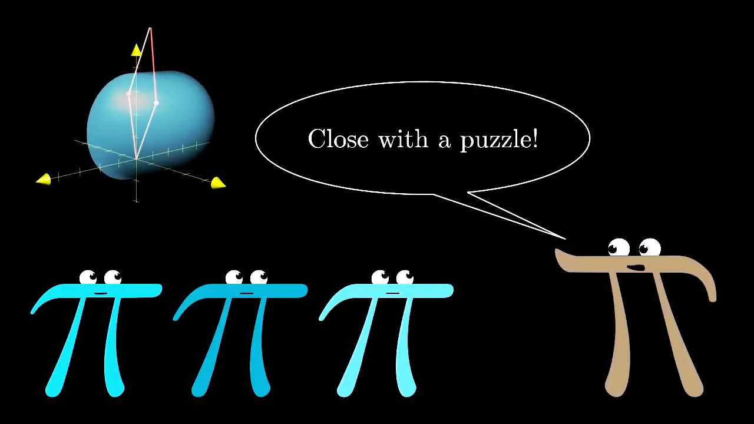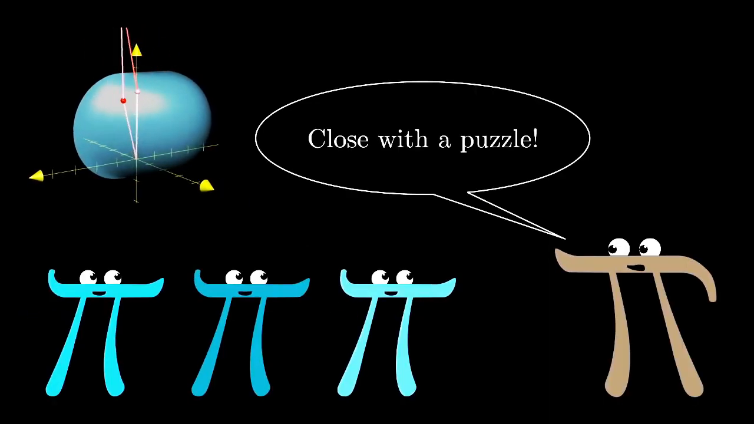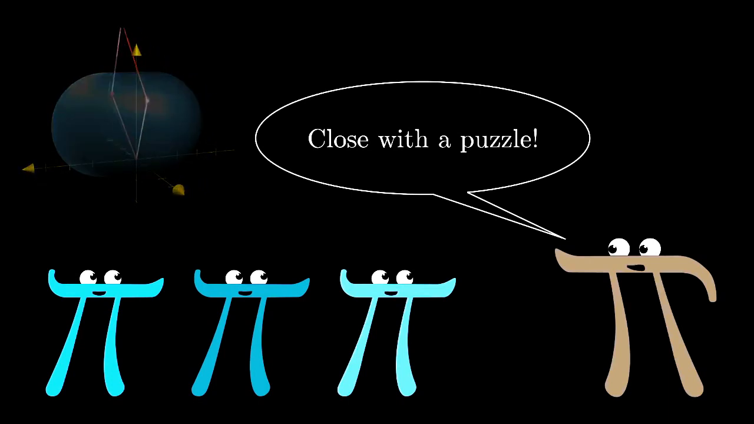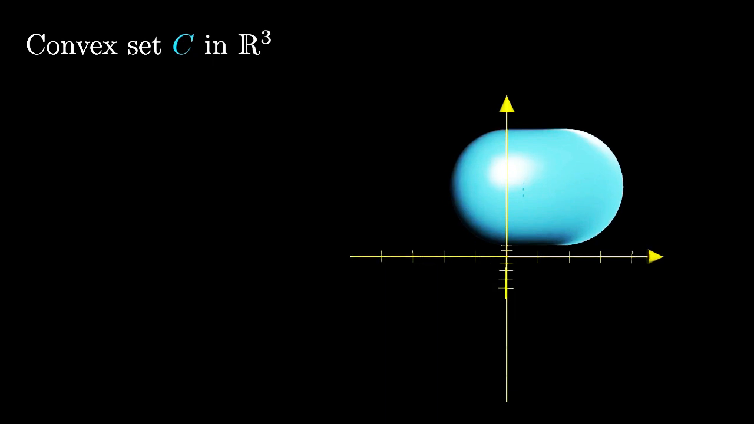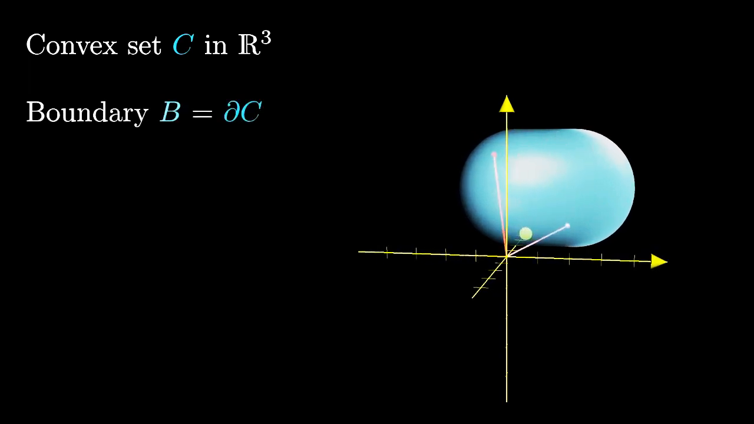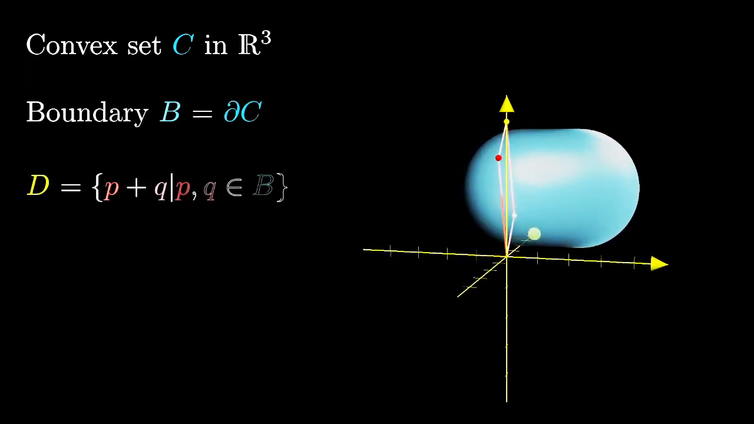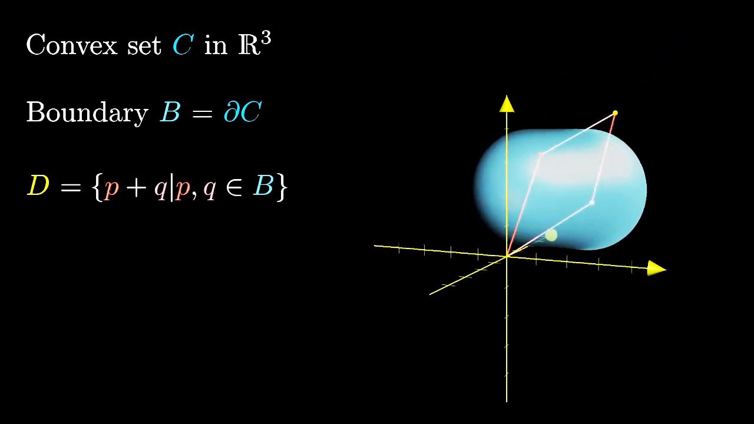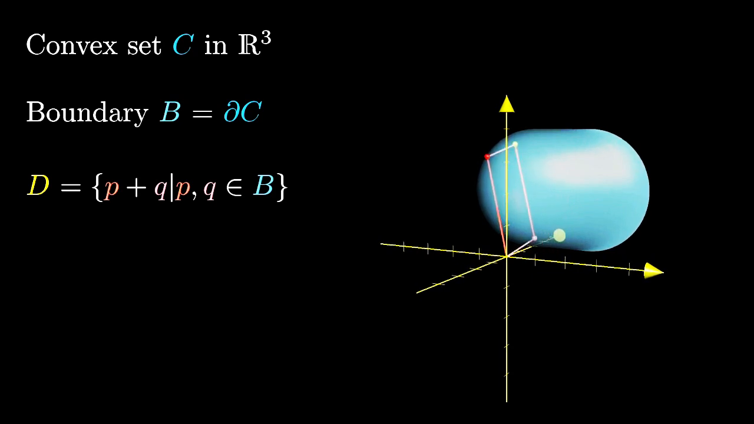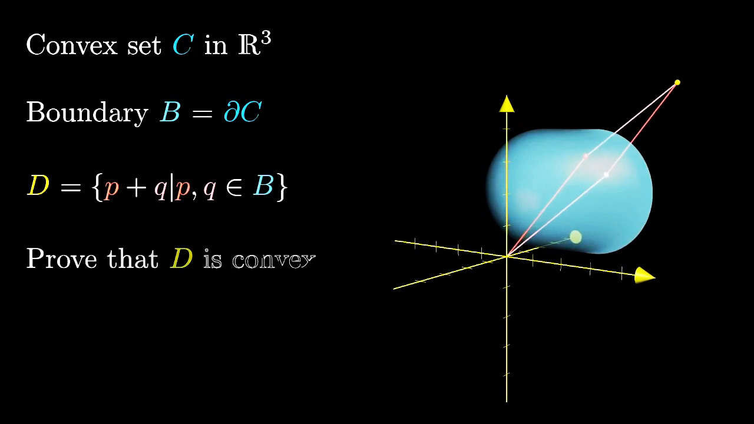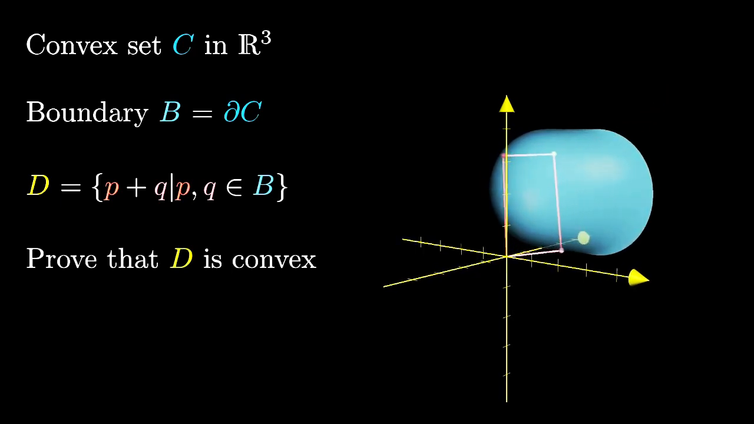And to close things off, I have something pretty fun, a mathematical puzzler from this video sponsor, Jane Street, who's looking to recruit more technical talent. So let's say that you have a closed, bounded, convex set, C, sitting in 3D space, and then let B be the boundary of that space, the surface of your complex blob. Now imagine taking every possible pair of points on that surface and adding them up, doing a vector sum. Let's name this set of all possible sums D. Your task is to prove that D is also a convex set.